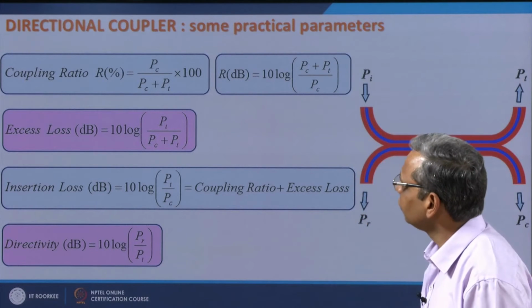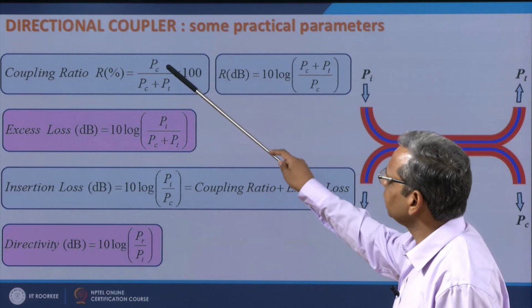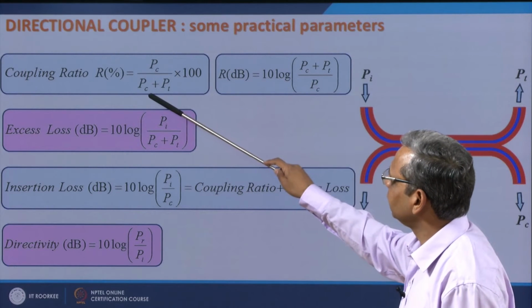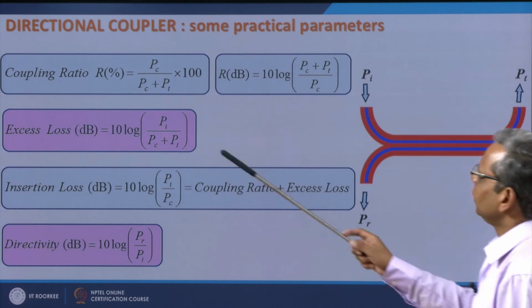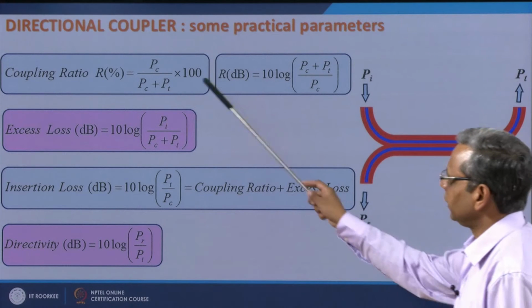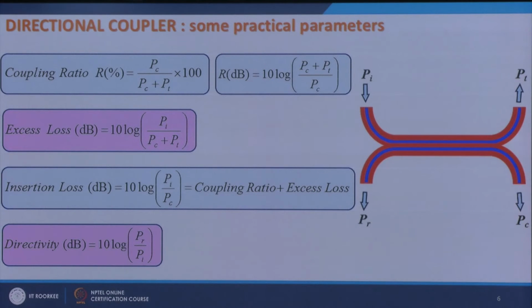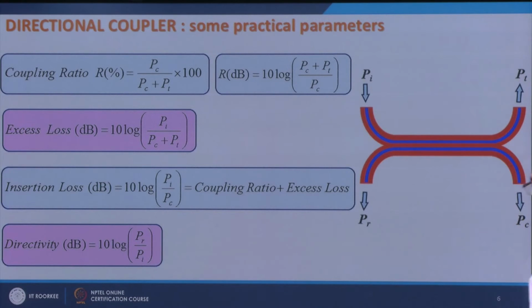Coupling ratio in percent can be defined as power in the cross port divided by the power in cross port plus throughput port. So, power in cross port divided by total output power times 100, this is in percent. So, this is coupling ratio in percent. In dB I can define it as 10 log of PC plus PT over PC.